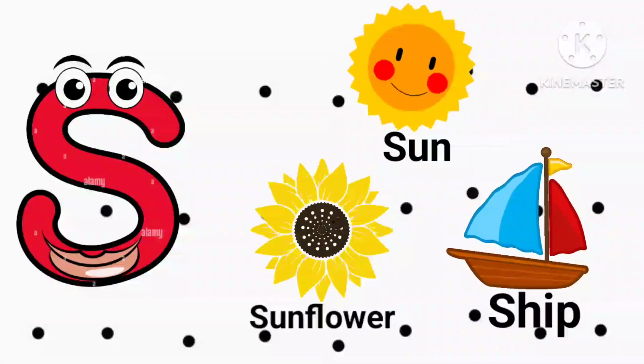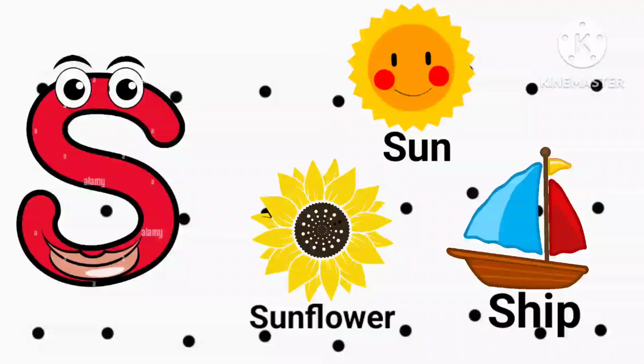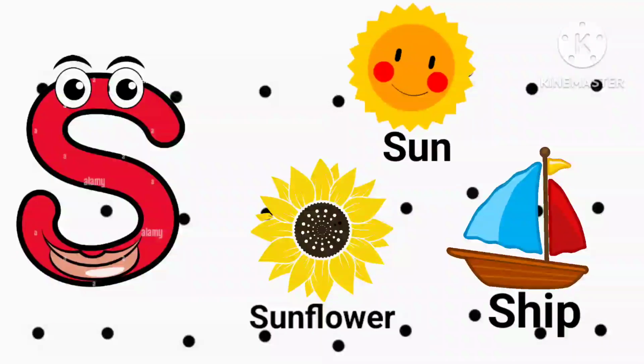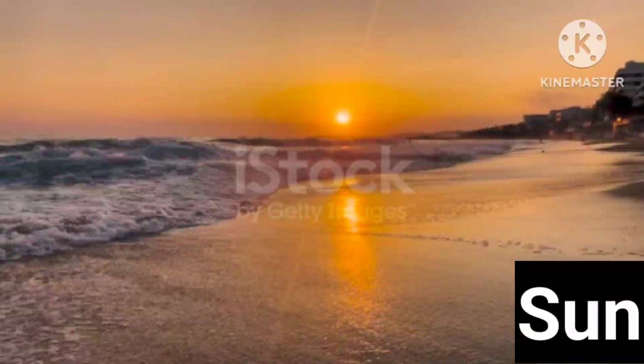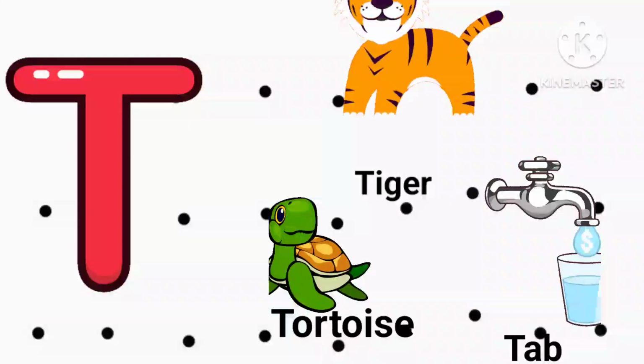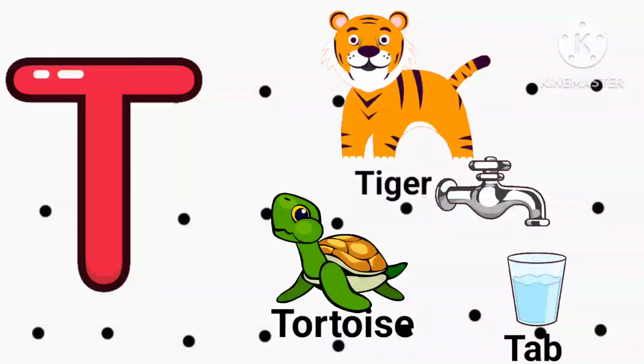S for sun. Sunflower. Sheep. Sun. T for tiger.